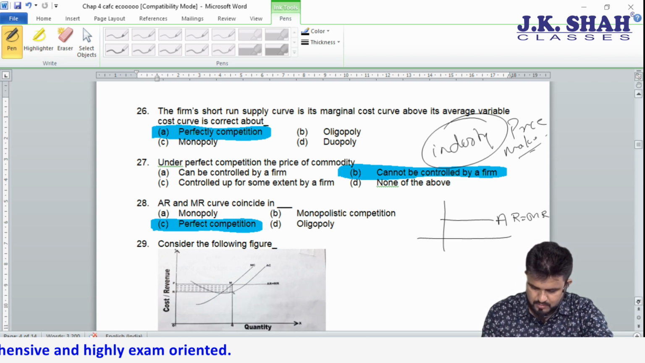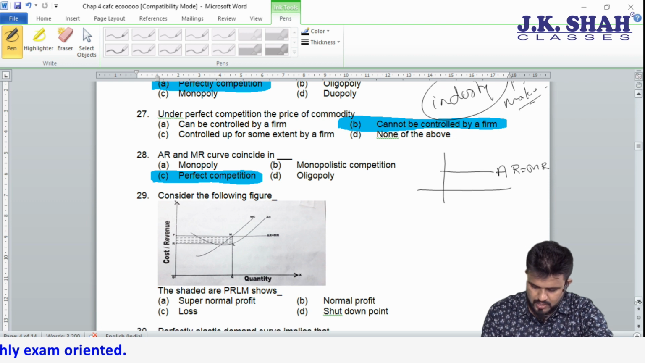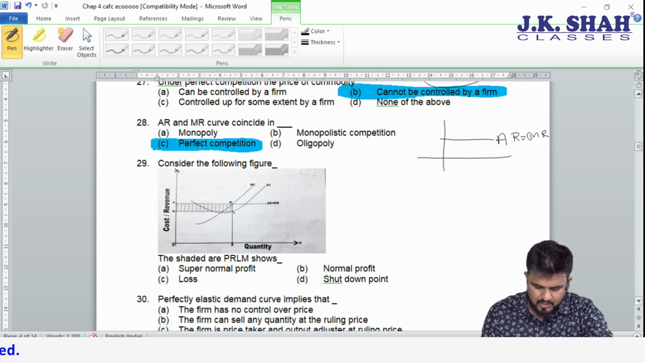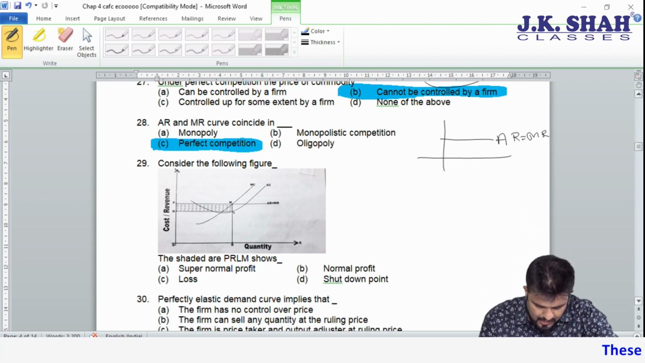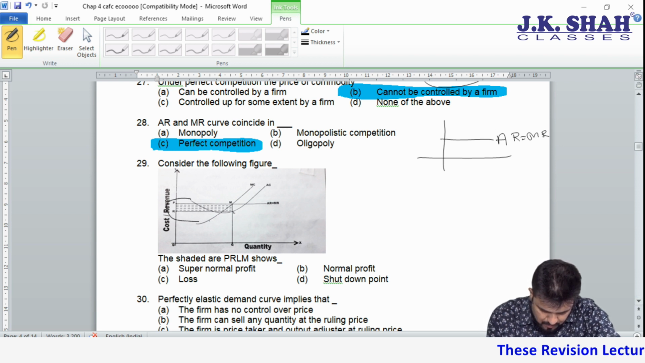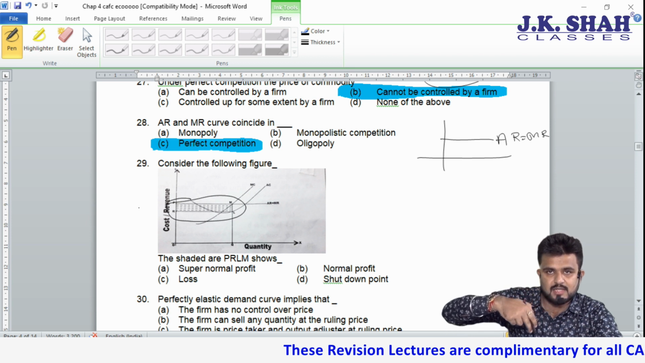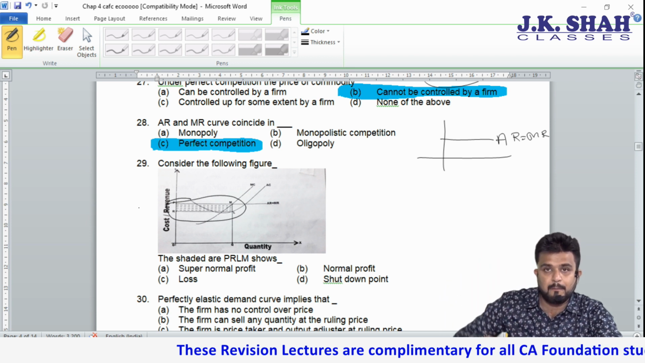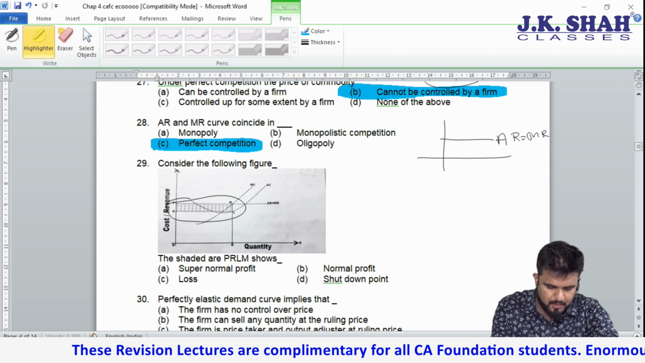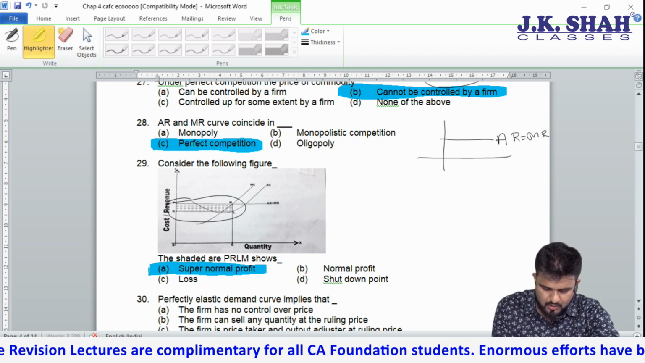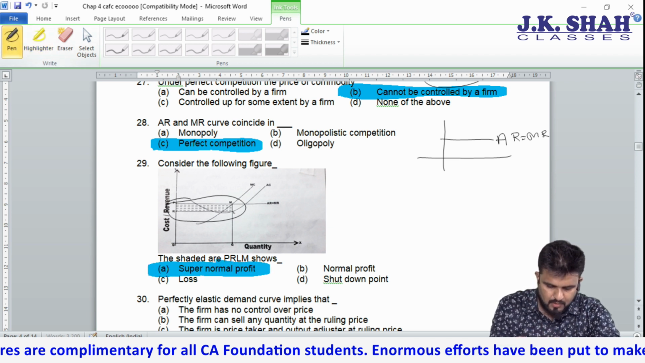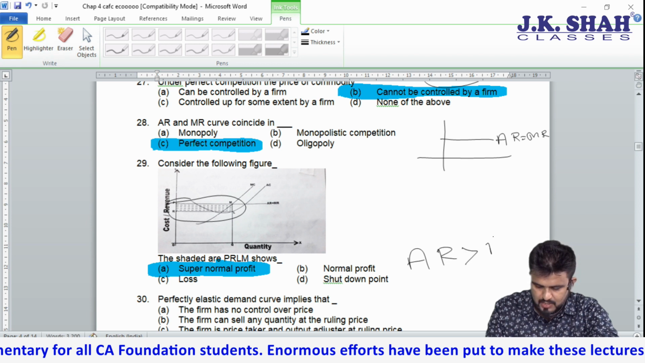Moving to the next. Now look at the diagram, the shaded area PRLM, they are talking about this PRLM. Can I say the AC curve cuts AR from below? So this is the example of supernormal profit. Why? Because AR is greater than AC.